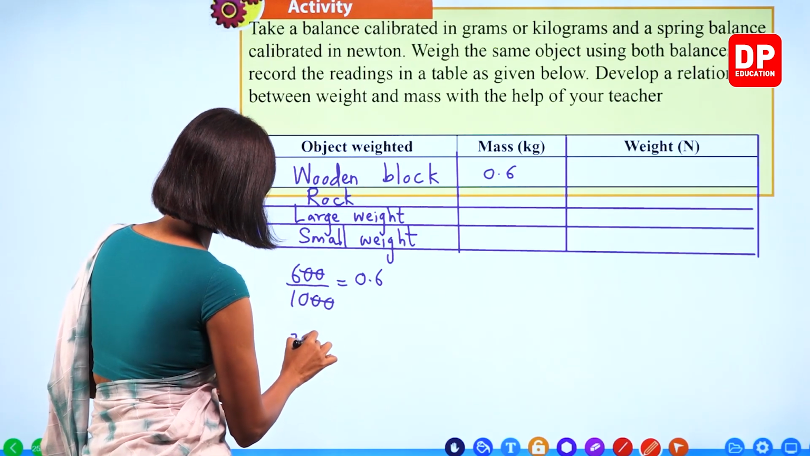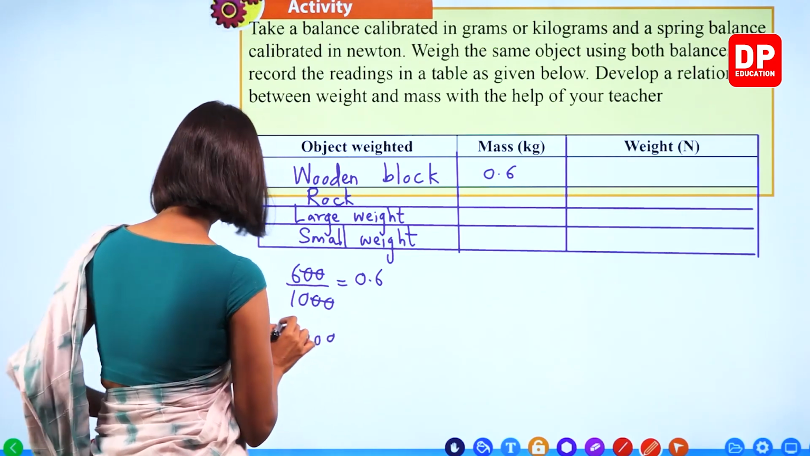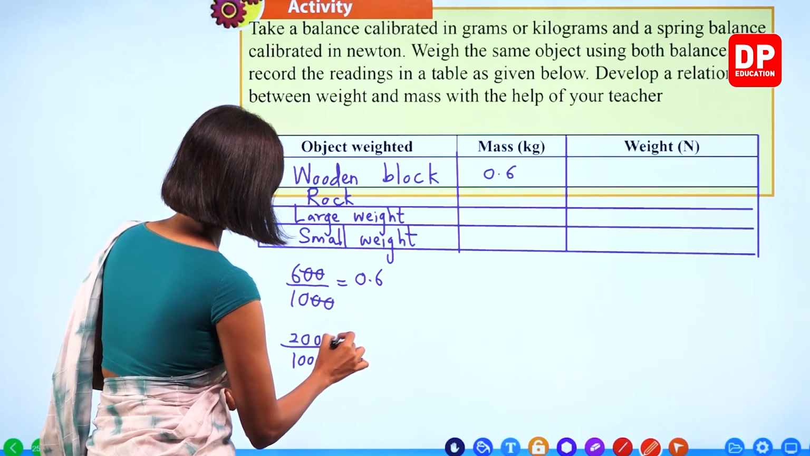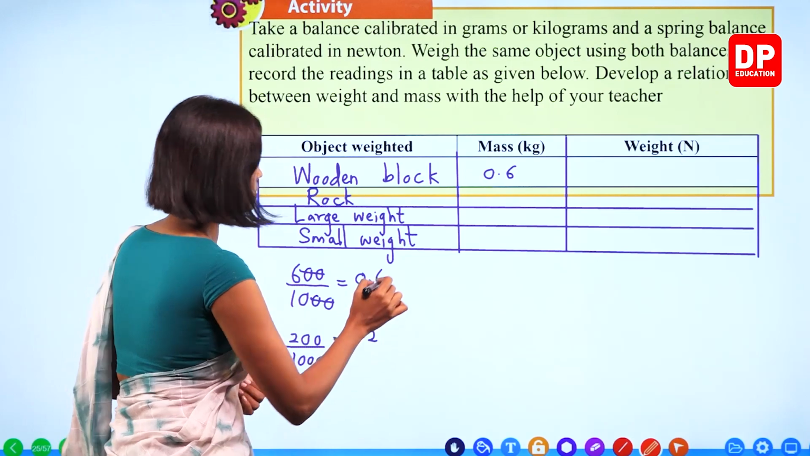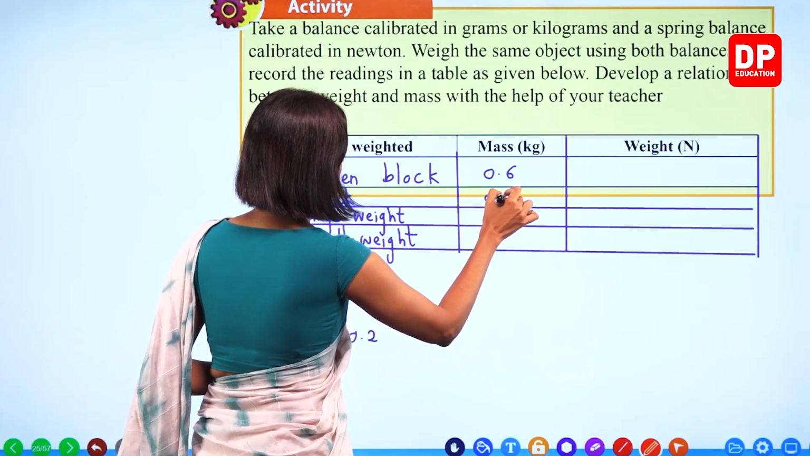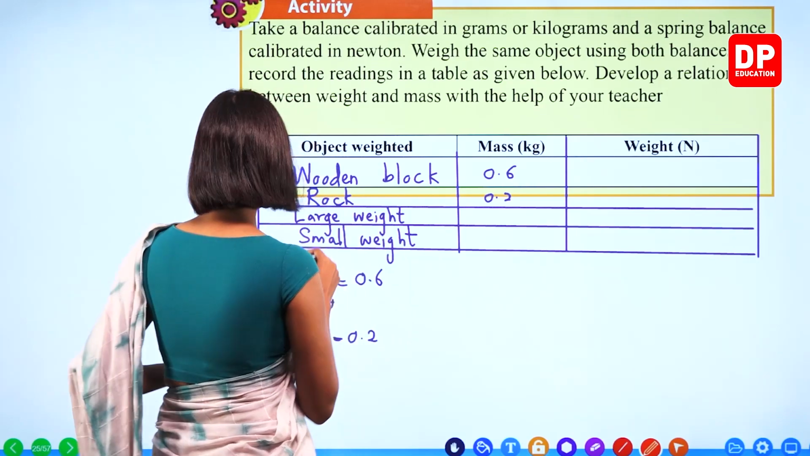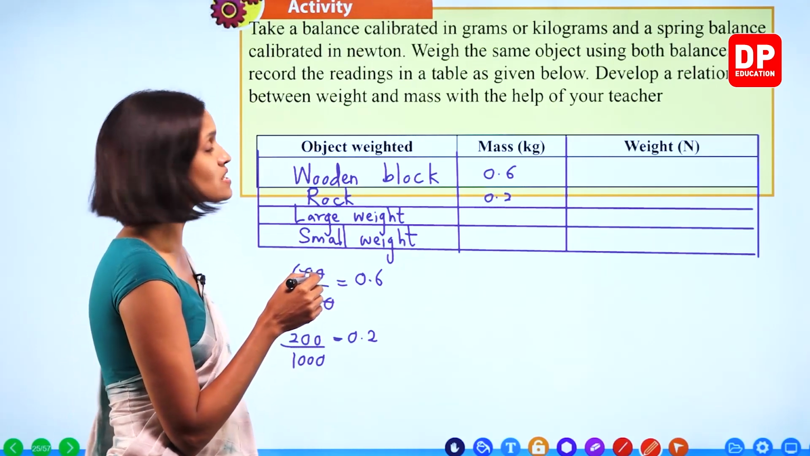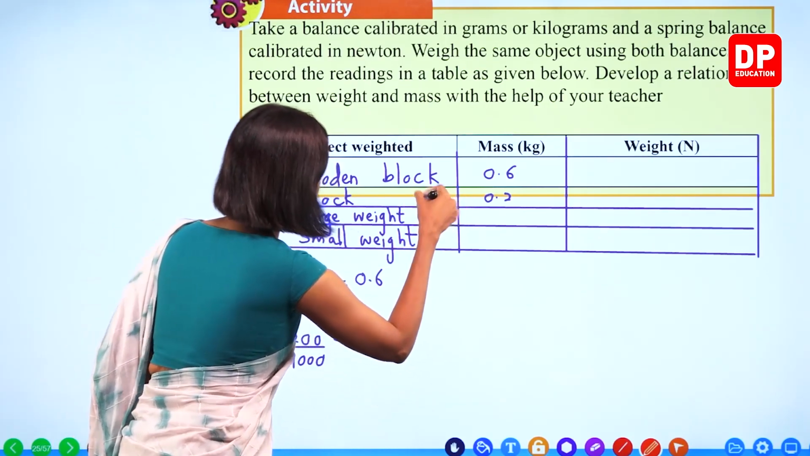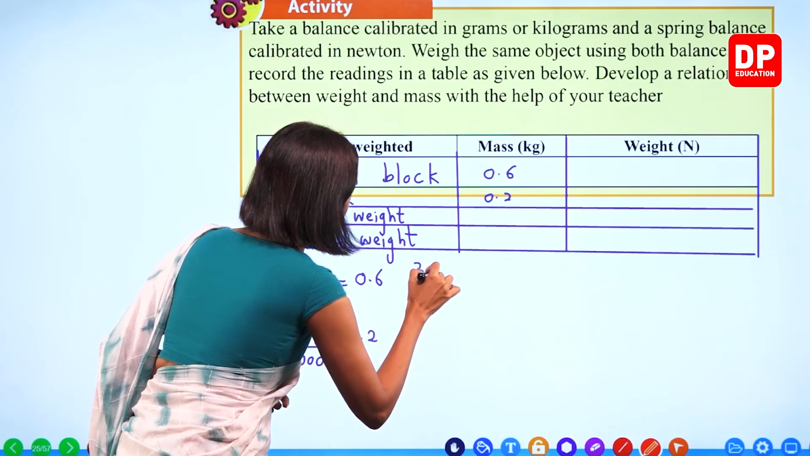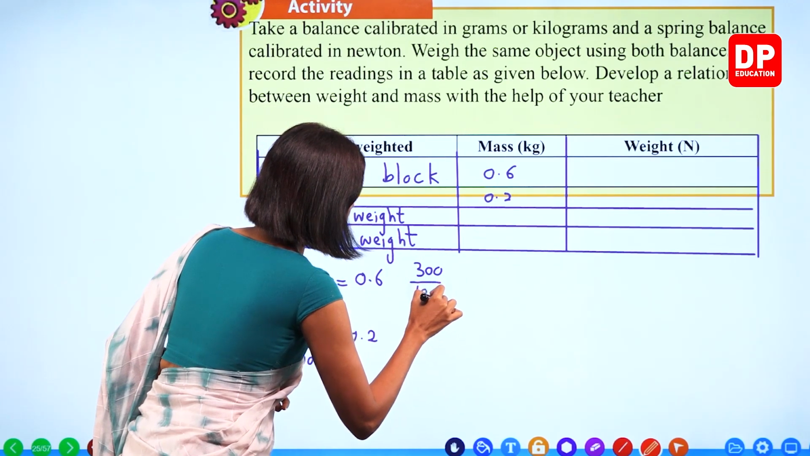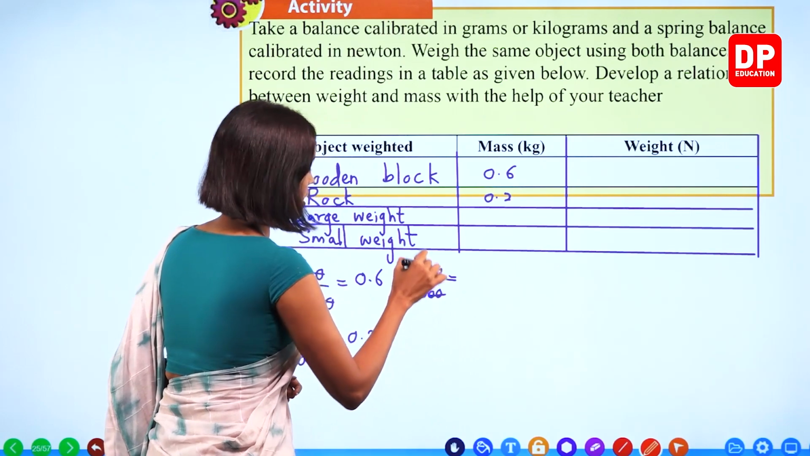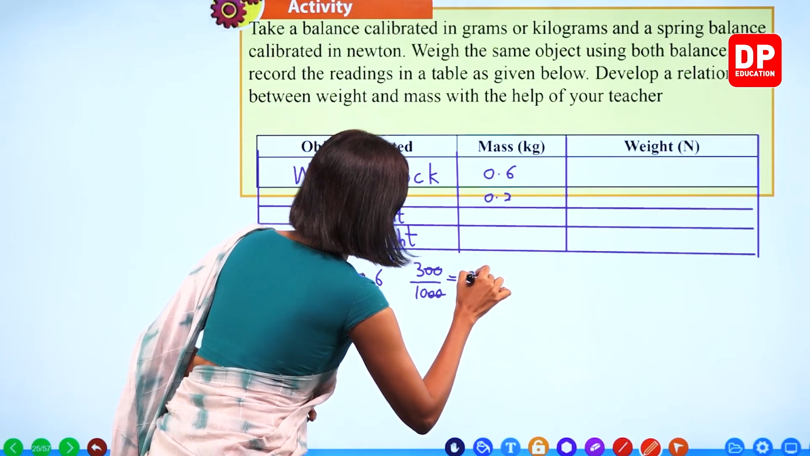For the second one, the mass of the rock was 200 grams. How to convert it to kilograms? 200 divided by 1000. Then you will get 0.2 kilograms. The third object was the large weight. What was the mass of it? It was 300 grams. Convert it into kilograms: 300 divided by 1000 equals, cutting these two zeros, 3 divided by 10, 0.3.